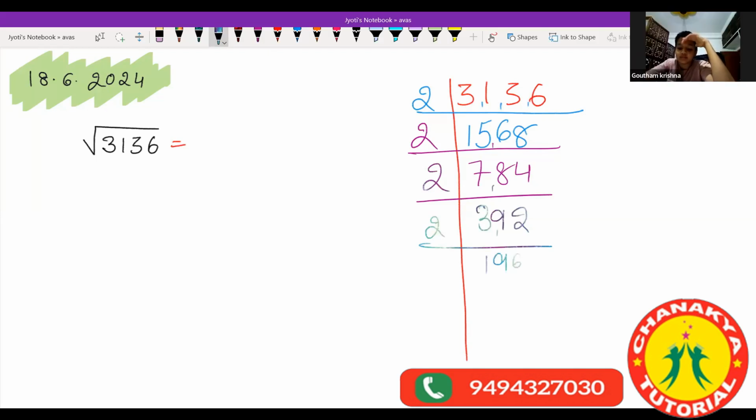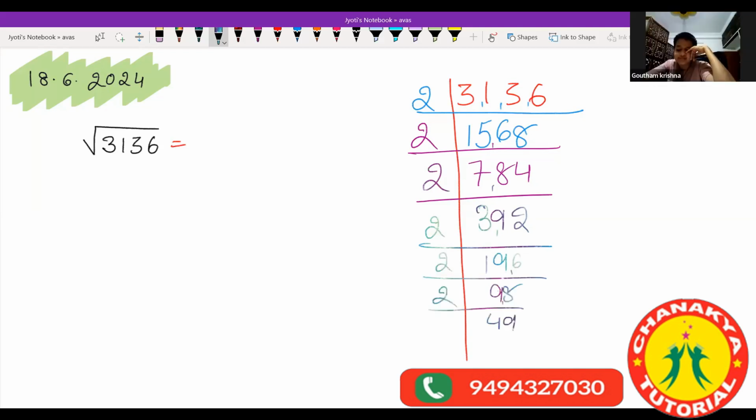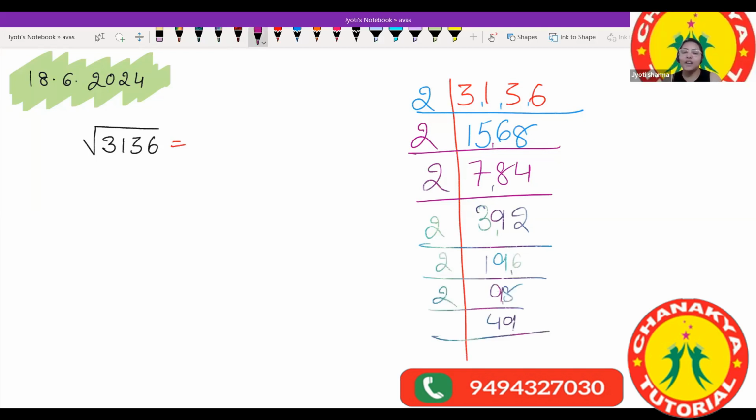Still we can divide by 2. So here we are going to do 2 nines are 18, 2 eights are 16, then 2 fours are 8 and 2 nines are 18. Now you cannot divide 49 by 2. You cannot divide it by 3. You cannot divide it by 4, 5, 6. You will be dividing it by 7.